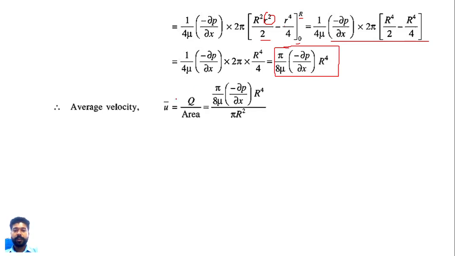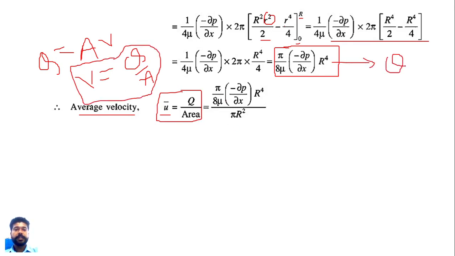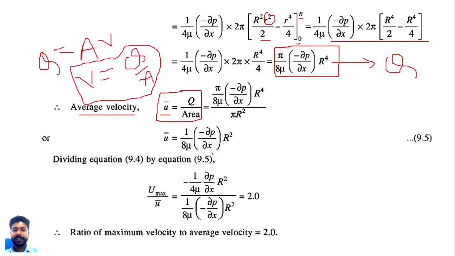r raised to 4. So over here your average velocity, that is discharge upon area, from this equation, discharge equals area into velocity, so the velocity equals discharge upon area. So here it is the equation, velocity equals discharge upon area. Okay, so this one is your discharge Q. So by putting this value of Q, pi upon 8 mu into bracket minus del p upon del x into r raised to 4 divided by pi r square. So the u bar, that is average velocity, 1 upon 8 mu minus del p upon del x into r square.